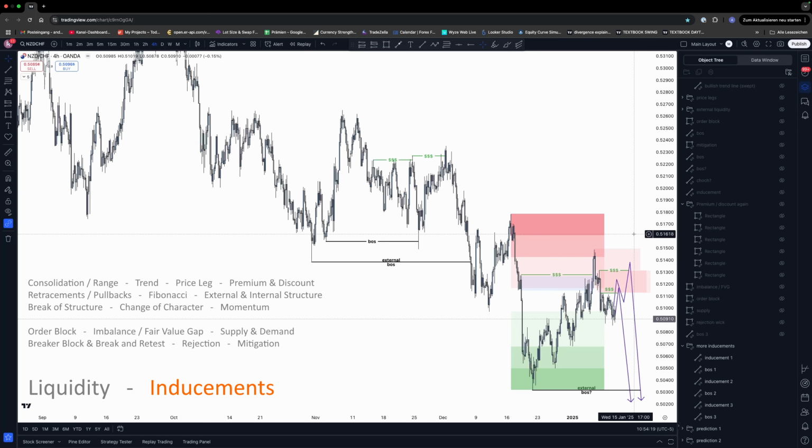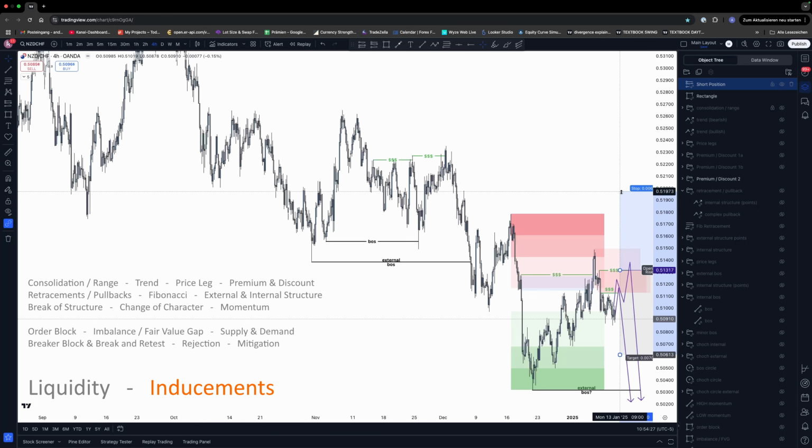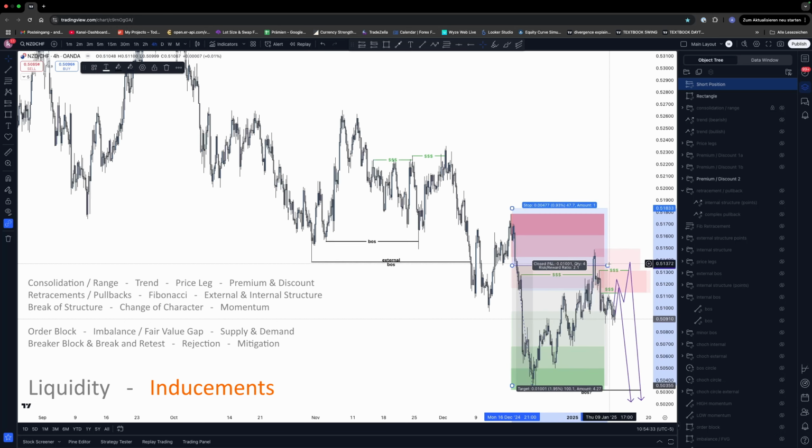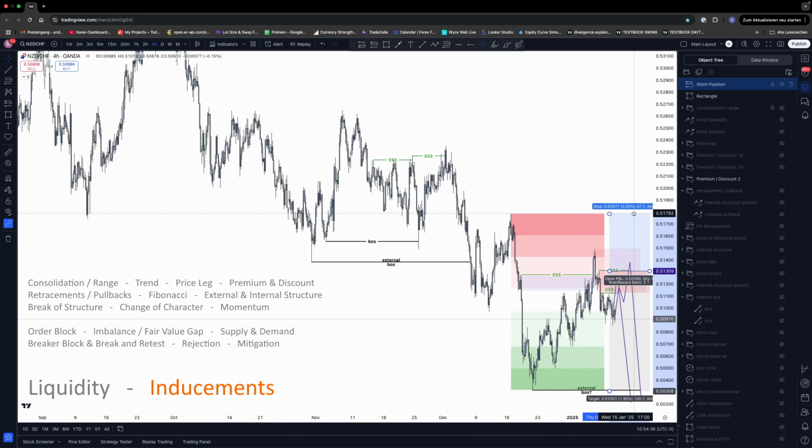This is my prediction for this pair, and this is what I'm also looking to trade next week. So ideally, I want to see this for good risk to reward. I want to still cover my back here and take the market down here for, let me see, risk to reward 2.1. Okay, so something like this.